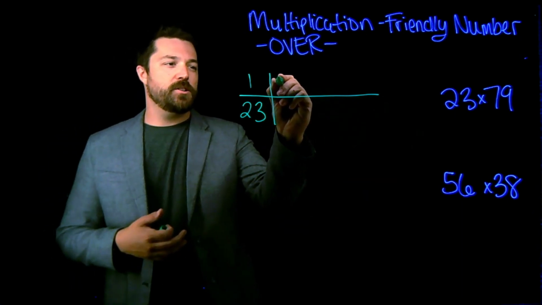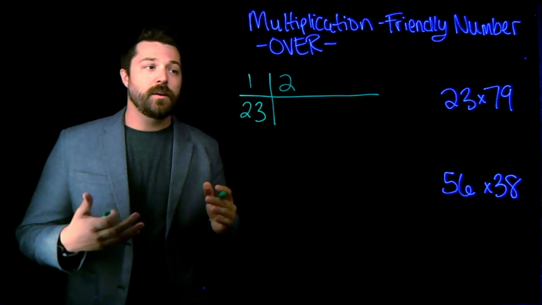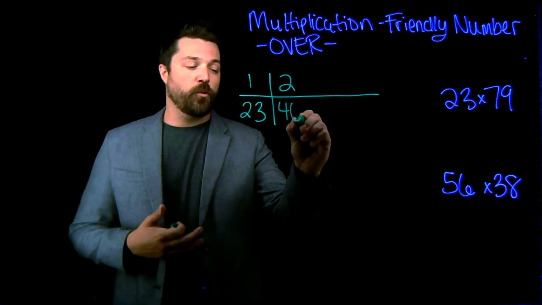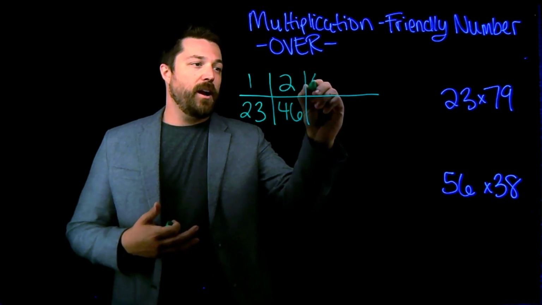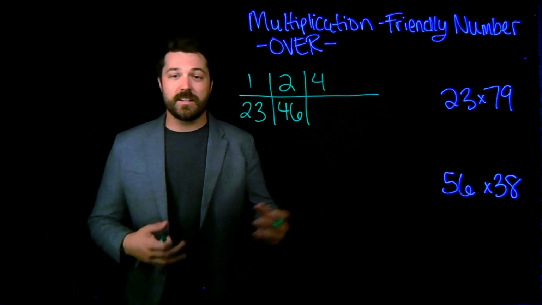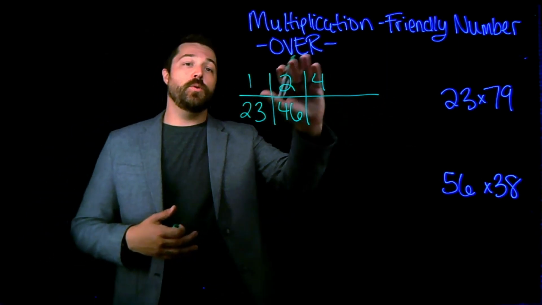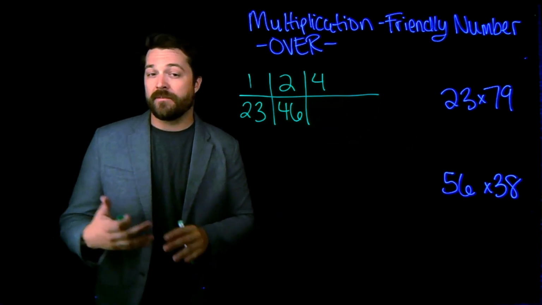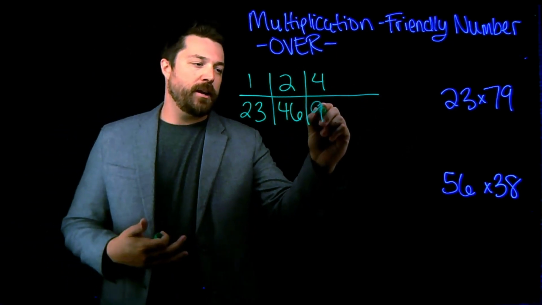If I can get to 8, then 80 should be pretty easy to get. So I'm going to start by going to 2. I can find two groups of 23: 23 and 23 is 46. From there, I can pretty easily get to 4 because I can double 46. If I double the 2 to 4, I double that 46. I know 45 and 45 is 90, so this is going to be 92.